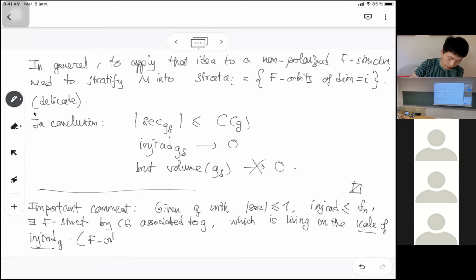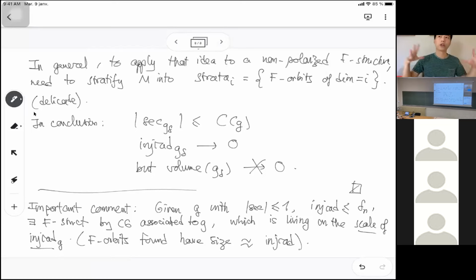meaning that the F orbits that we found by Cheeger-Gromov have size approximately the size of the injectivity radius. So in that sense, F structures are really nice. They kind of characterize collapsed manifolds, but they're not enough to have a really good understanding of collapsing manifolds, because F structures, again, are only seeing something that lives on the scale of the injectivity radius.